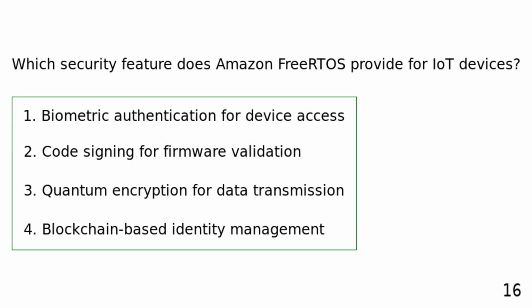Which security feature does Amazon FreeRTOS provide for IoT devices? Biometric authentication for device access. Code signing for firmware validation. Quantum encryption for data transmission. Blockchain-based identity management.